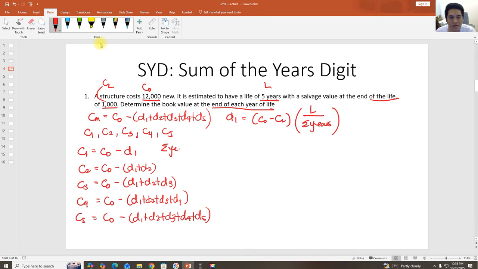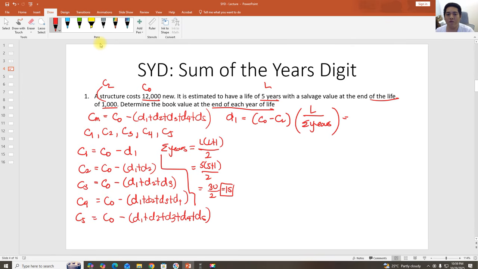So, summation of years, again, the formula is L plus 1 all over 2. We have L is 5. We have 5 plus 1 all over 2. So, that would be 5 times 6, 30, divided by 2, that would be 15. So, our sum of the years would be 15.